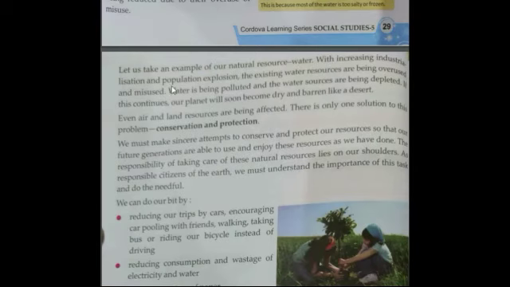industrialization and population explosion, the existing water resources are being overused and misused. Water is being polluted and the water sources are being depleted. If this continues, our planet will soon become dry and barren like a desert. Even air and land resources are being affected. There is only one solution to this problem: conservation and protection.